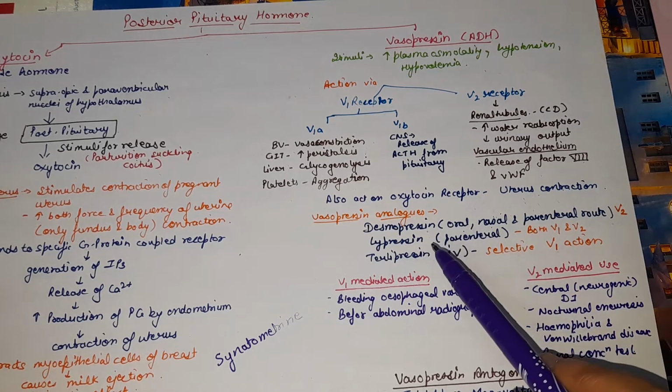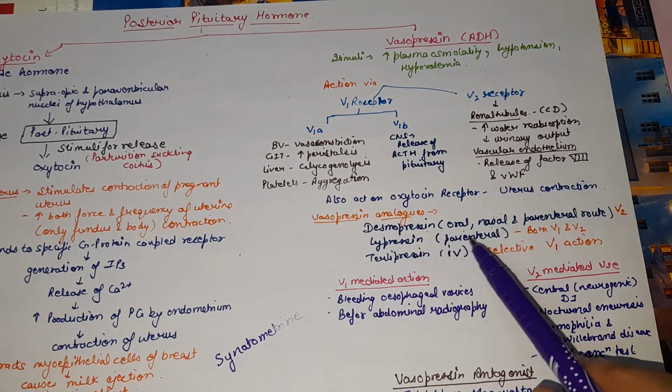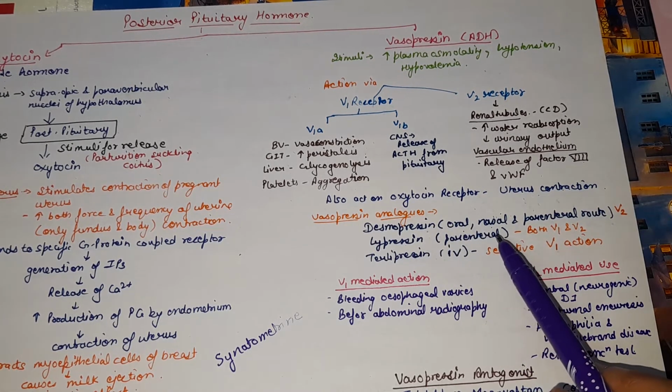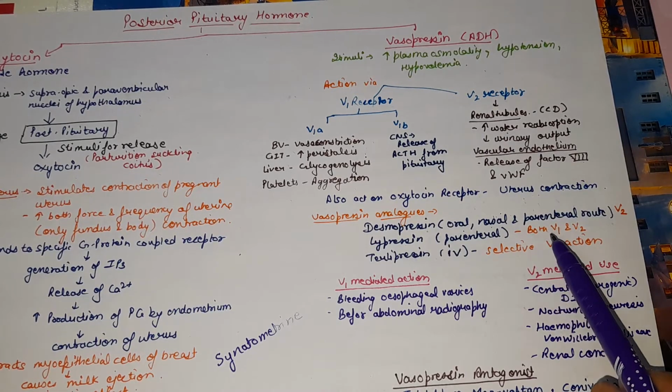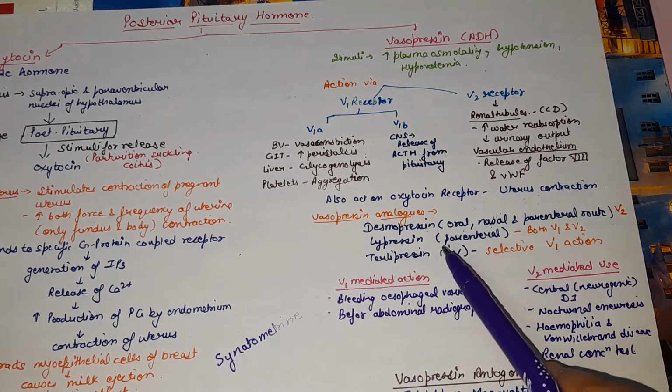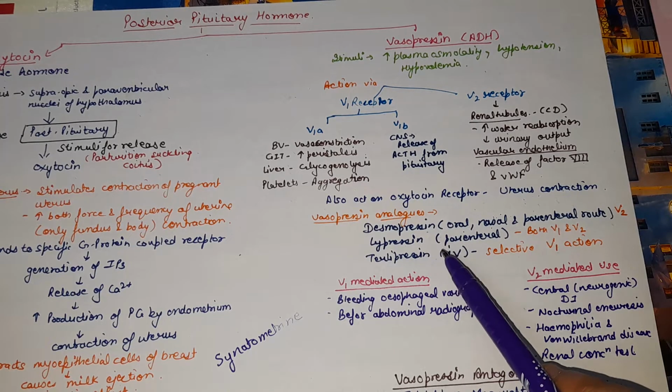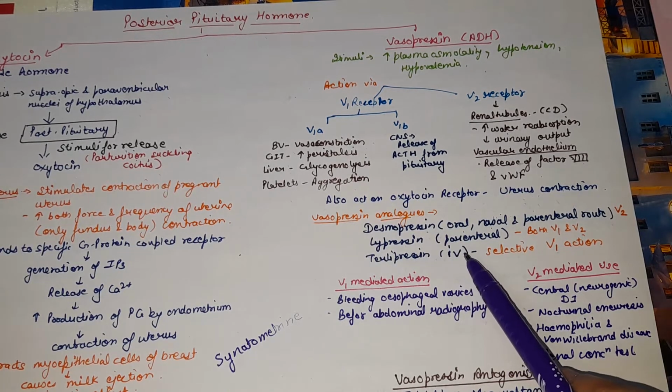The next analog is lypressin. It is given by the parenteral route, and it acts on both V1 and V2 receptors. Terlipressin has selective V1 action, and it is given by IV route.